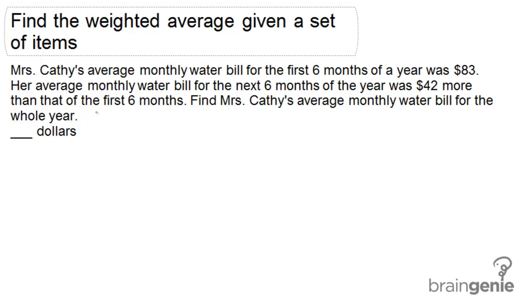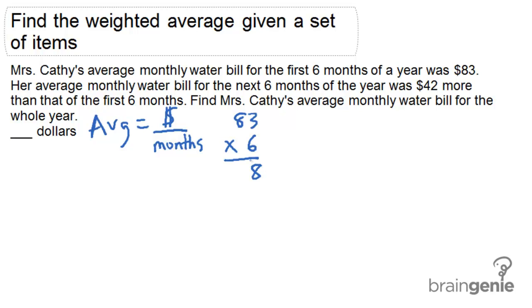So we know that her average monthly bill for the entire year is going to be equal to the total money she spends in the whole year, or the sum, divided by the months, or the time that she spent it in. So let's first worry about how much she spent in the entire year. We know that for the first 6 months, she spent $83 each month. So if we multiply these two together, we're going to see that she spent $498 in the first 6 months of the year.